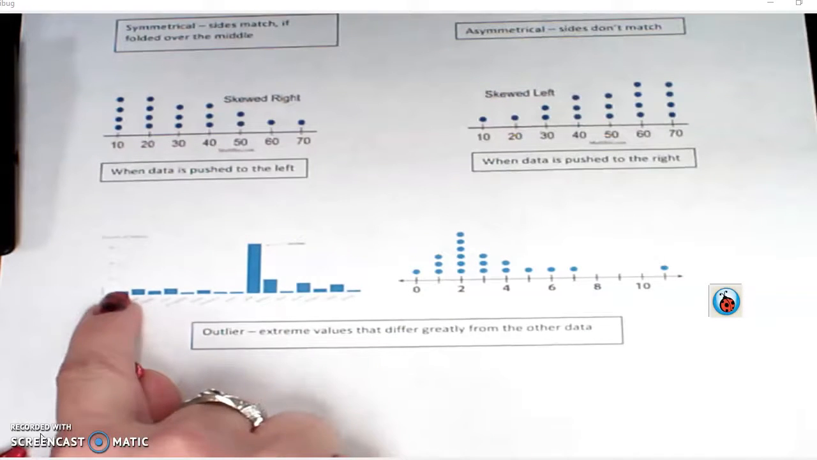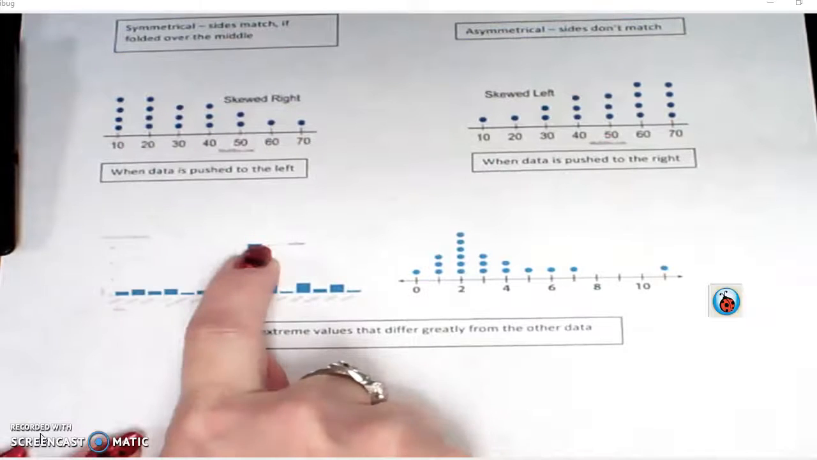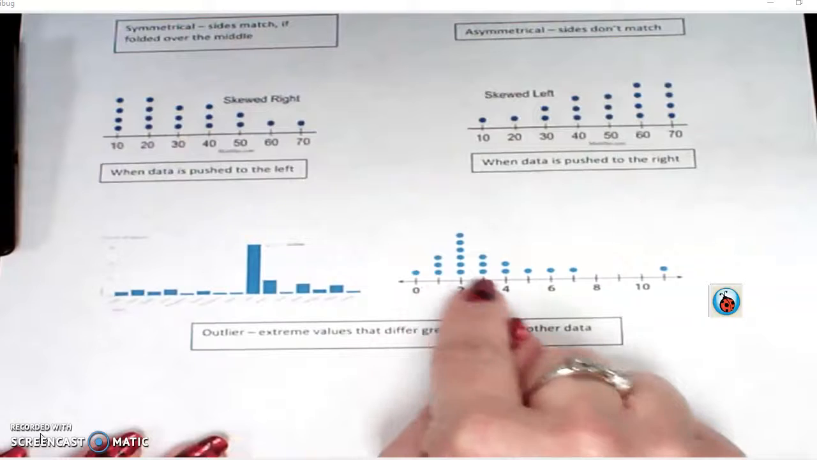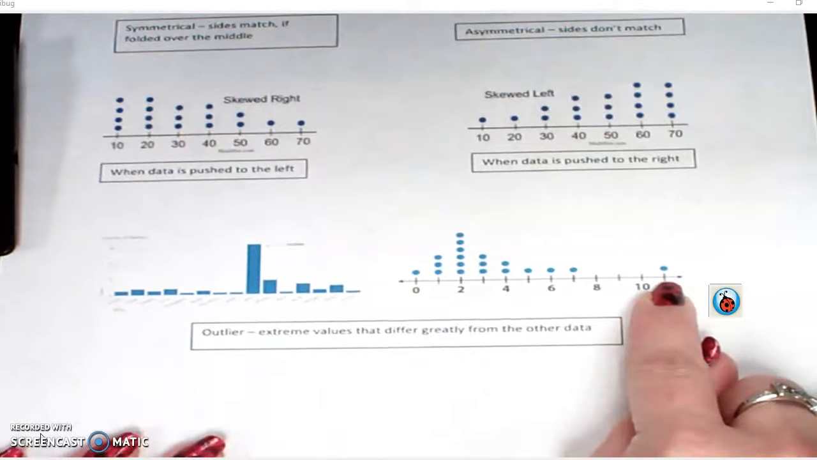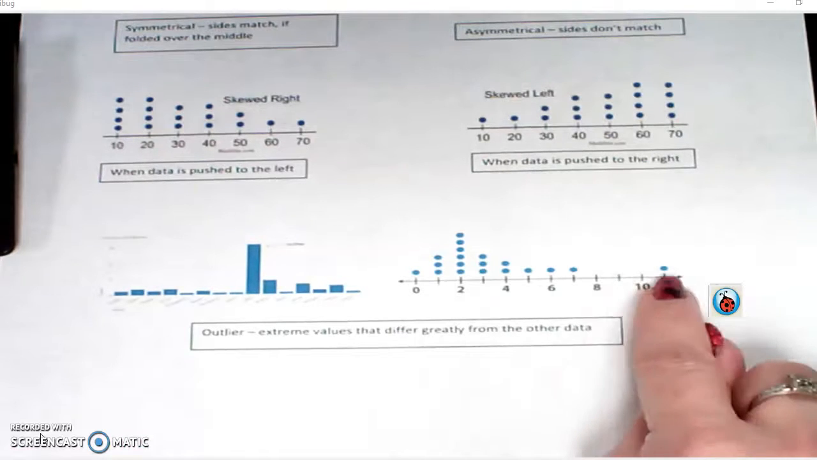These might have had numbers like 3 and 4, and then this one jumps up here to like 14 or 20 or whatever that number is. Same thing here. All your numbers are in 0, 1, 2, 3, 4, and then all of a sudden you have one way out here all by itself at number 11. That's called an outlier. You don't have to have an outlier, but if you do, it's going to be separated from the rest of the data.